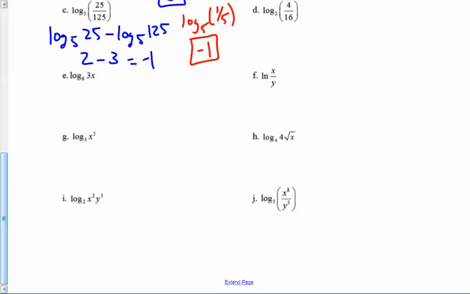So again, multiplication. This is 3 times x, so this becomes log base 6 of 3 plus log base 6 of x. All right? And there's nothing to evaluate there, so we'll just leave that alone. Here we have an exponent. Exponents, again, as I discussed earlier, want to go to the front. So 5 times log base 3 of x. And that's all you can do with that.